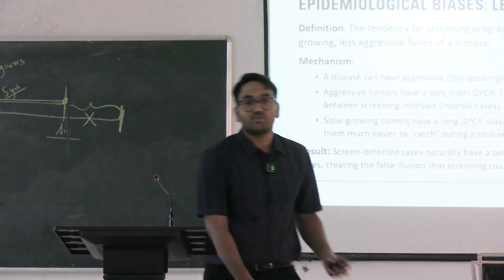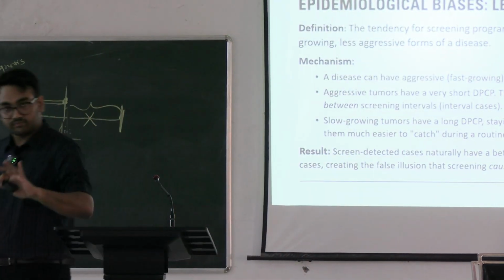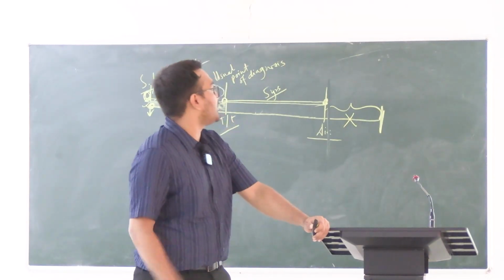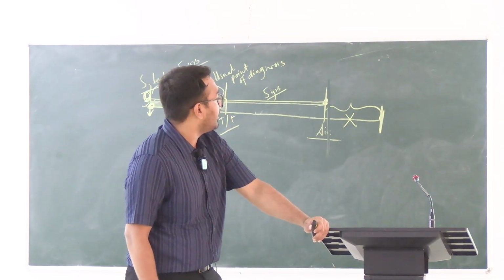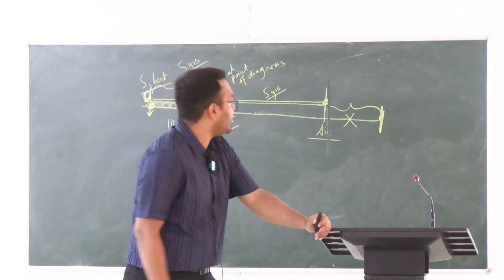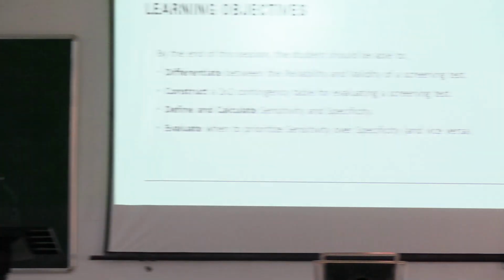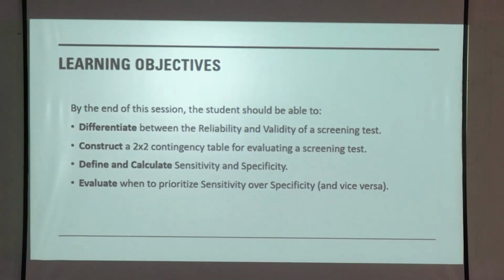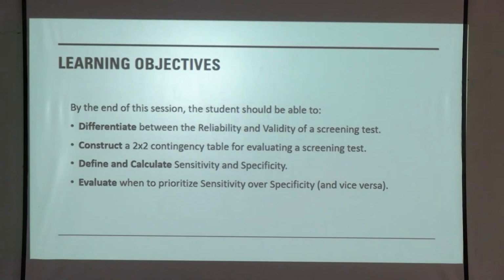Okay. So unfortunately we could not go into what we had originally intended to discuss. These are some examples of screening tests. So I wanted to discuss these things: differentiate between the reliability and validity of a screening test, construct a 2x2 contingency table for evaluating a screening test, define and calculate sensitivity and specificity, and evaluate when to prioritize specificity over sensitivity. Unfortunately we have discussed only the first part, which is the differentiation between reliability and validity, but the rest of the part we will continue in the next class.